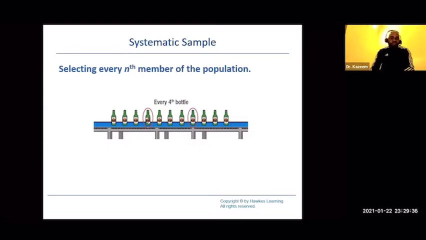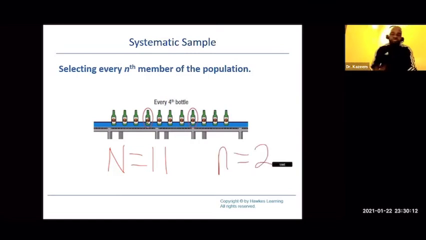Now we can actually have a kind of rule. Take a look at the bottles right here. How many bottles do we have? 1, 2, 3, 4, 5, 6, 7, 8, 9, 10, probably 11. We got 11 bottles right here, and we actually want to choose only 2. And we don't want to use a random selection. We want our selection to cut across. What are we going to do? Since the population size is 11, I'm using an uppercase N to represent the population size, and I want to choose a sample size of 2.